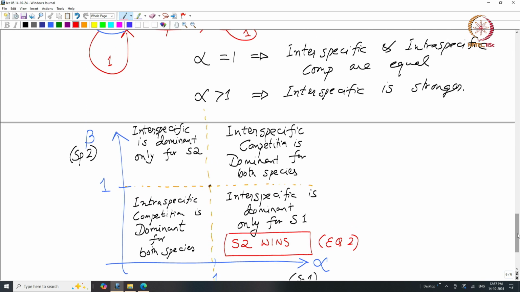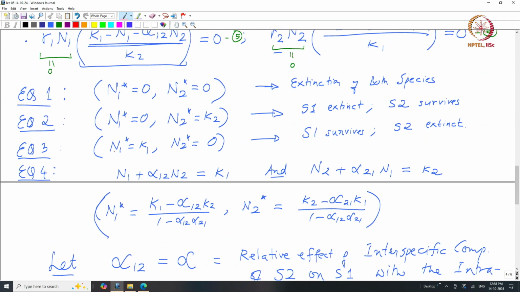On the other hand, imagine I am in this box here, which means that for S2 there is a strong interspecific competition, but S1 is not facing that. S1 has less amount of interspecific competition. So, here S1 wins is a possible outcome, which is sort of same as saying we are talking about equilibrium 3. So, let us go back here. What was equilibrium 3 was N1 was K and N2 was 0, okay, that is correct.